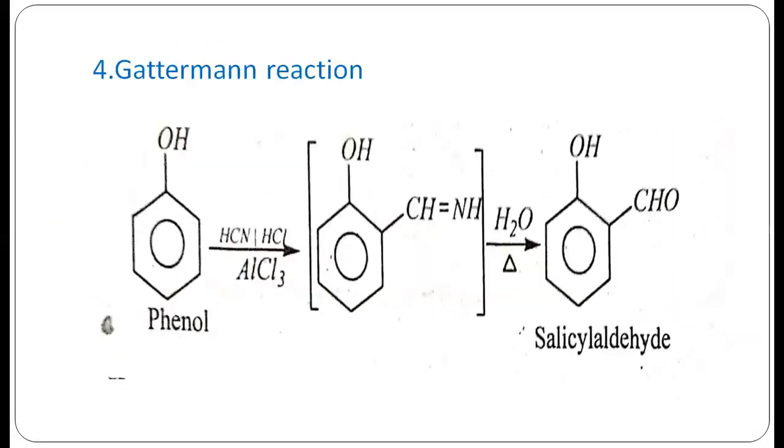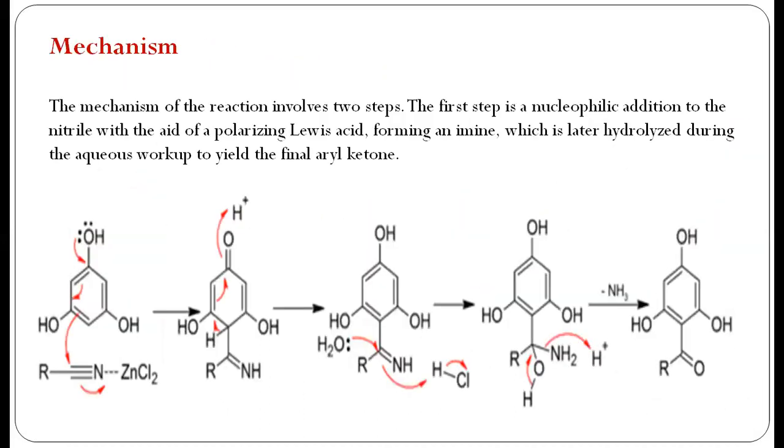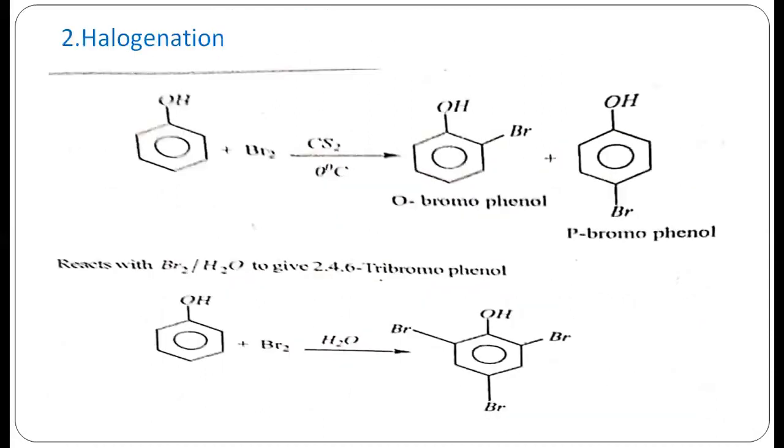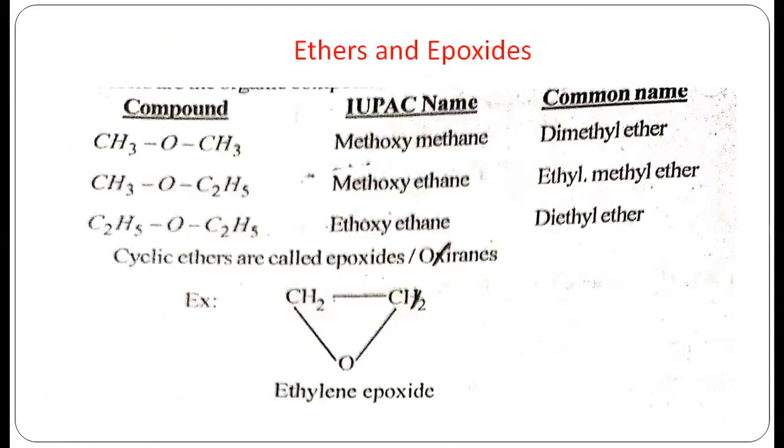In the Gattermann reaction, the final product is the aldehyde, which is substituted on the benzene ring. Similarly, we have also seen some of the electrophilic substitution reactions of the phenols. So this is about the phenols. Next, very small topics, that is the ethers as well as epoxides.